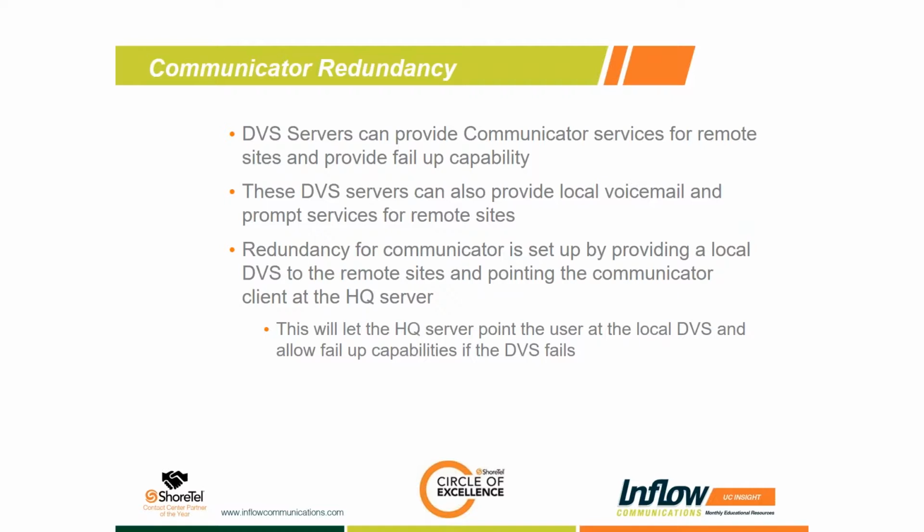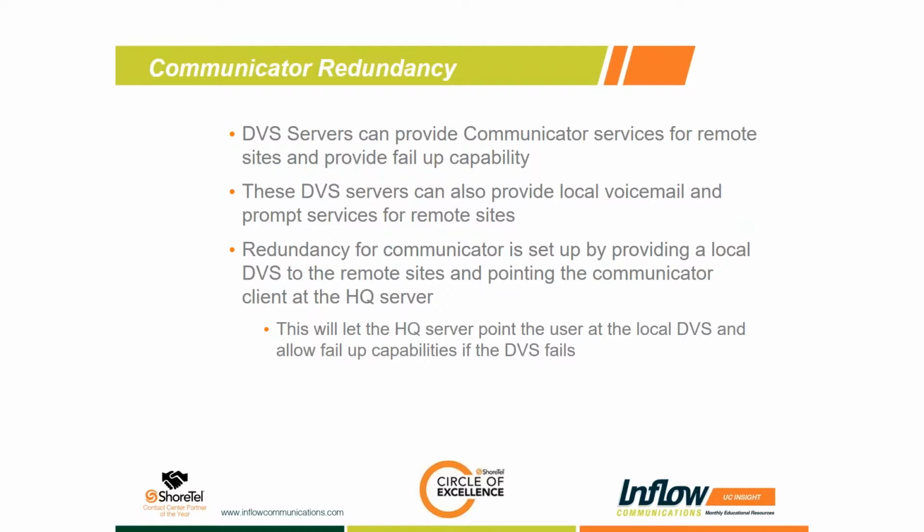And also, if you just have a lot of stuff going on at your HQ site, you will often see extra servers there as well. What these will do is for the remote sites, it will actually provide Communicator services as well as local voicemail and prompt services for remote sites. Prompt services assuming there are trunks at those remote sites. So you can actually host your voicemail locally. And then if you have trunks coming in, any auto attendant prompts, instead of having to play on the HQ server, would actually go through and use the DVS server for those functions.